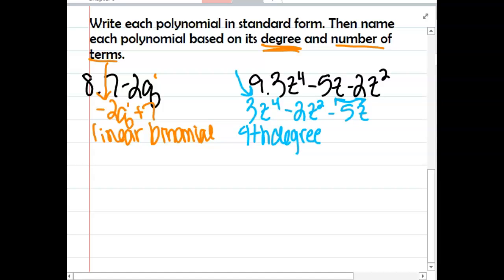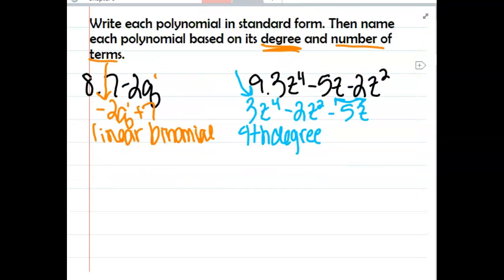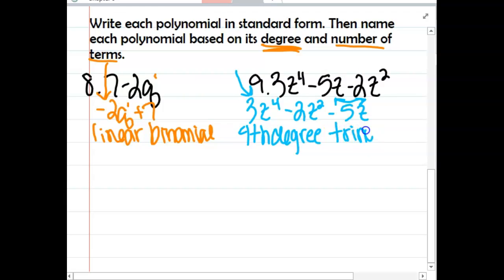And then to name it based on its number of terms, how many terms do I have here? 3. 1, 2, 3. So go back to your table. It has 3 terms, so it is a trinomial. Yeah, very good. A 4th degree trinomial. Okay, let's do one more.